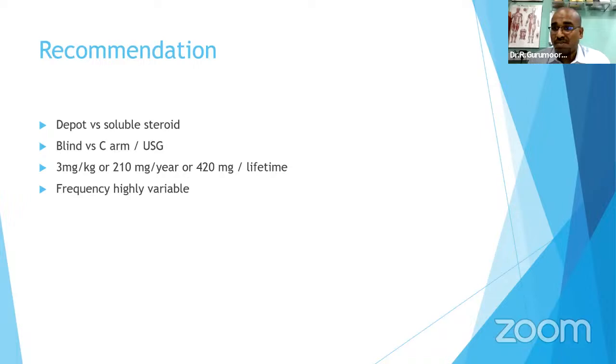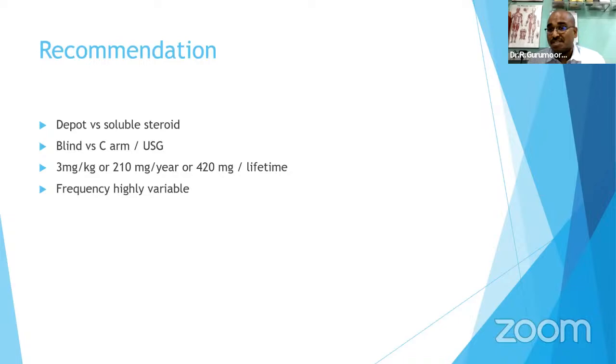So how much dose can we give? There are a lot of recommendations, but from Manchikanti, it was 3 milligrams per kilogram of any steroid. Okay. Or it is 210 milligrams per year or 420 milligrams per lifetime. I don't know what the scientific basis for this recommendation was, but this is a recommendation. I don't have any reason for it. But I found out most probably that if you increase this dose, there may be a chance of HPA suppression. That may be the one reason I just found out.